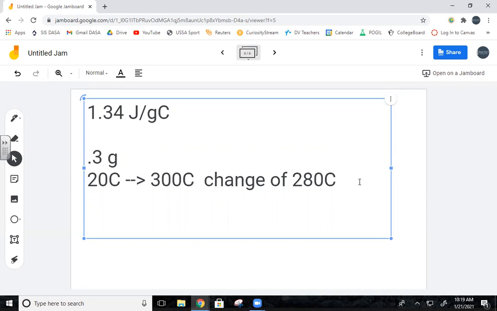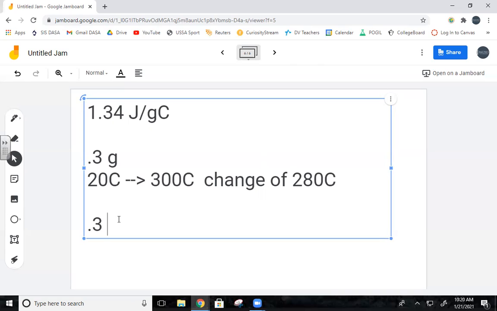What do you think, Brendan? How are we going to get this? Okay. Is that 0.3 grams? How many grams is the paper? Yep, the paper is 0.3 grams. It's at 20 C, we want to get to 300 C, 280 C. So let's see. Would we times it by the 1.34, 280 by 1.34, and then divide it by 0.3?